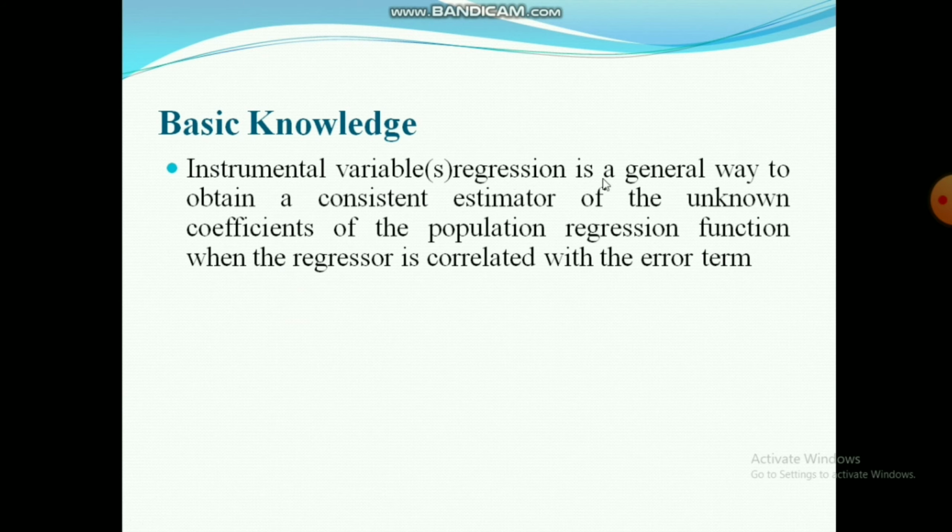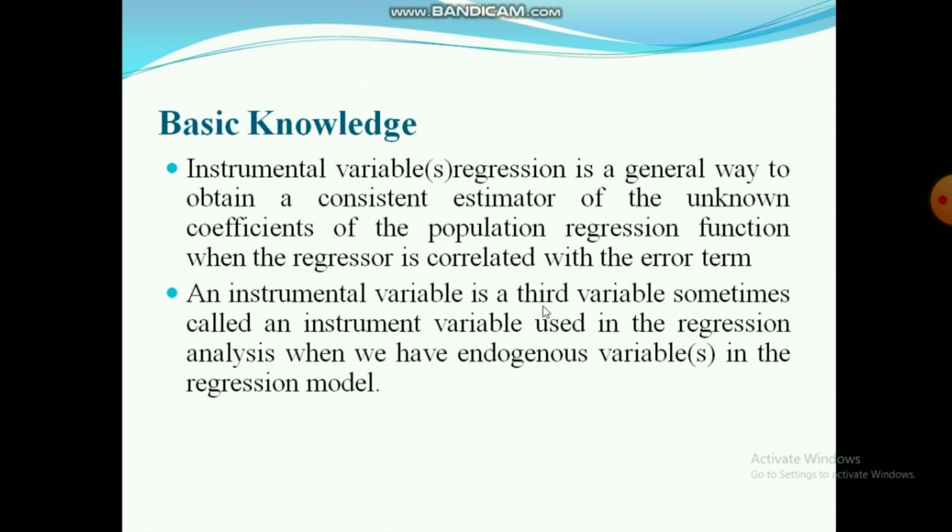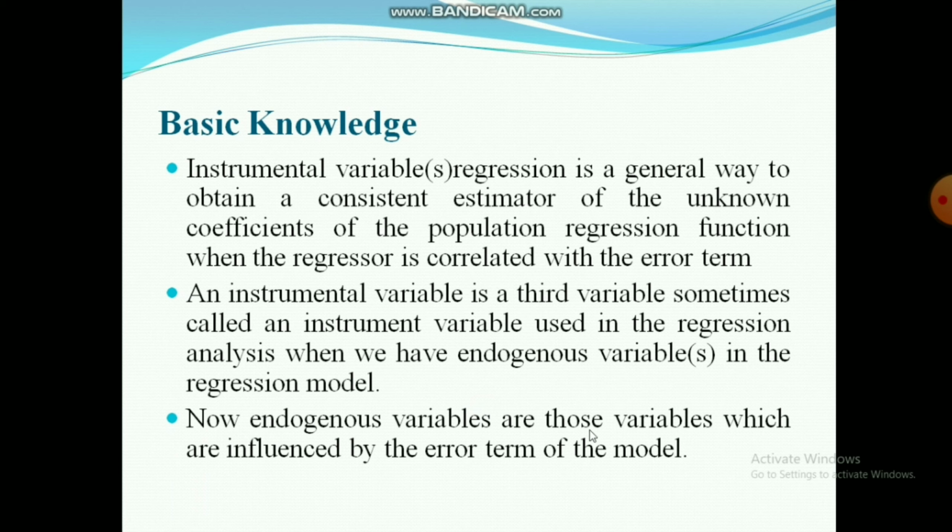Regarding the basic knowledge, instrumental variable regression is a general way to obtain a consistent estimator of the unknown coefficients of the population regression function when the regressor is correlated with the error term. An instrumental variable is a third variable, sometimes called an instrument variable, used in regression analysis when we have an endogenous variable in the regression model. Endogenous variables are those variables which are influenced by the error term of the model.